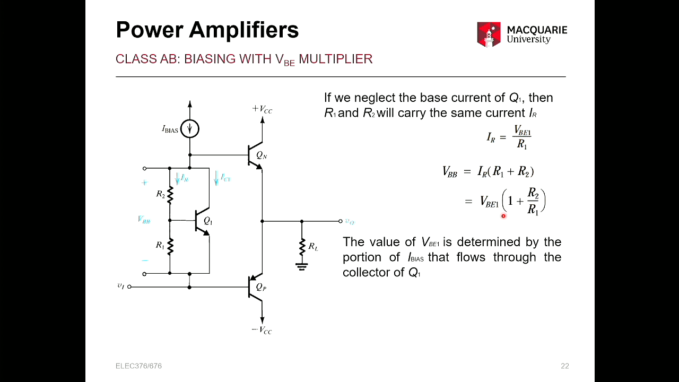So the value of VBE1 is determined by the portion of I bias that flows through the collector of Q1. So IC1, this current here, is going to be I bias minus IR. And again, we're neglecting these base currents for now, because they're typically going to be much smaller than the other currents that we're interested in for this solution. So if we convert that equation, we get VBE1 equal to VT log IC1 over IS1.